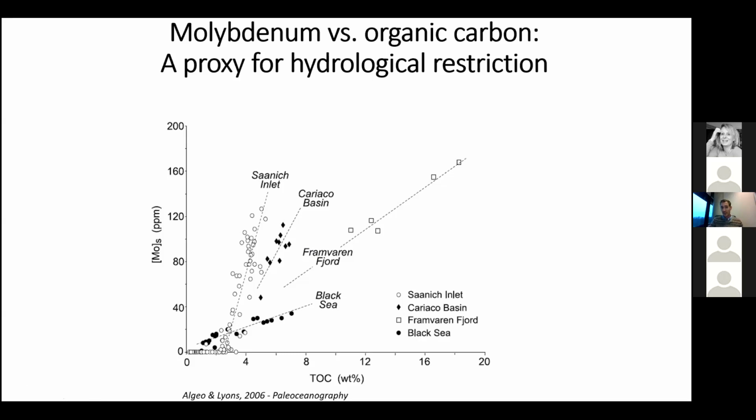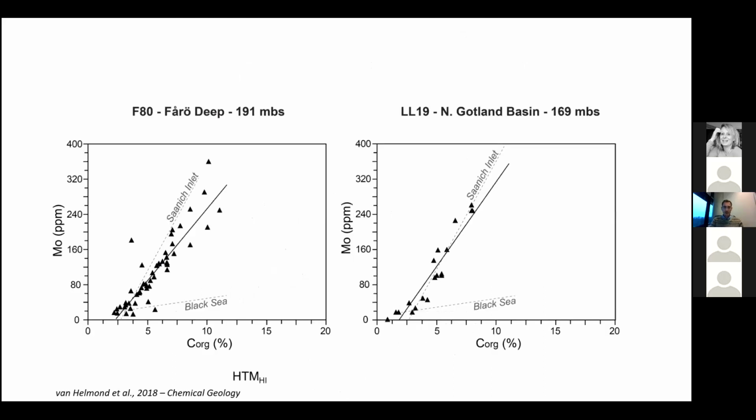Actually, that nicely plots. So the regression lines of molybdenum versus organic carbon are indeed becoming less steep. So less molybdenum can be sequestered in the Black Sea because at some point there's not enough water anymore to renew the molybdenum inventory. So that gives you a proxy for restriction of the basin. So we can also use this proxy in the Baltic Sea.